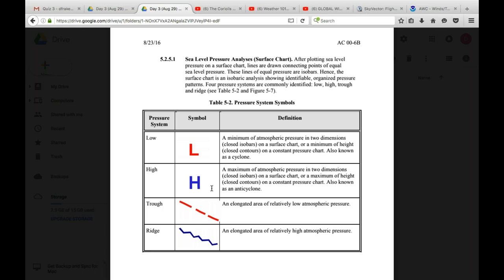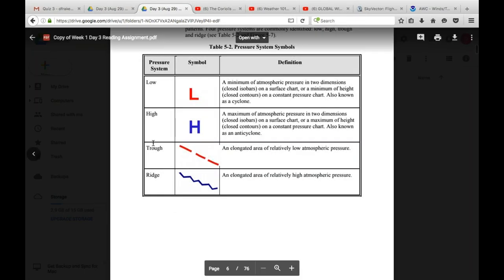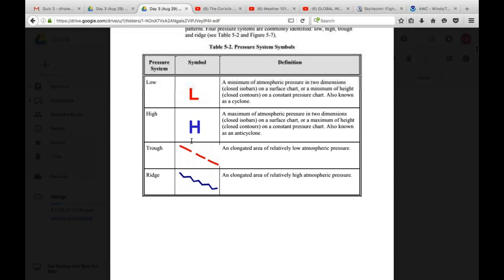A high pressure system is the maximum of atmospheric pressure in two dimensions, so closed isobars on a surface chart, or a maximum of height, closed contours on a constant pressure chart, also known as an anticyclone. That's just going to go the other way. Anticyclonic would be clockwise in the northern hemisphere. A trough is just an elongated area of low pressure. And then a ridge is an elongated area of high pressure.